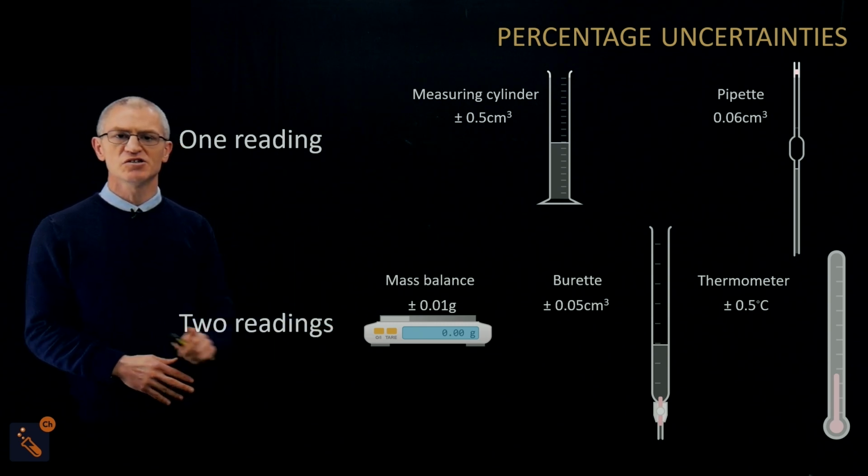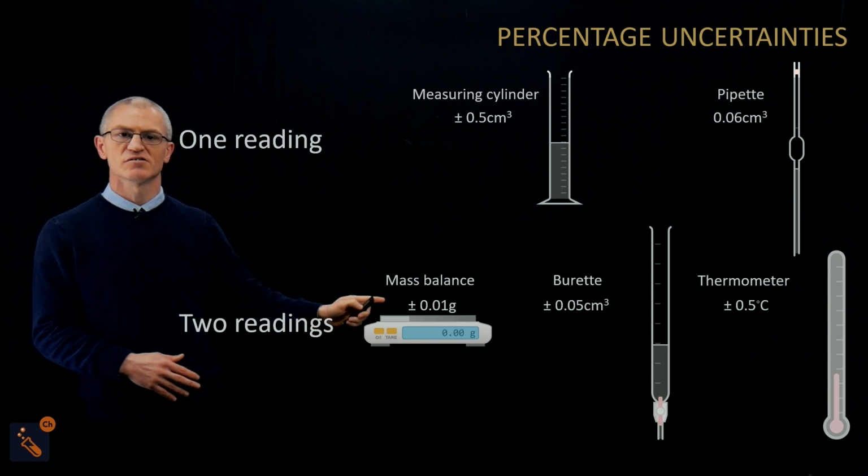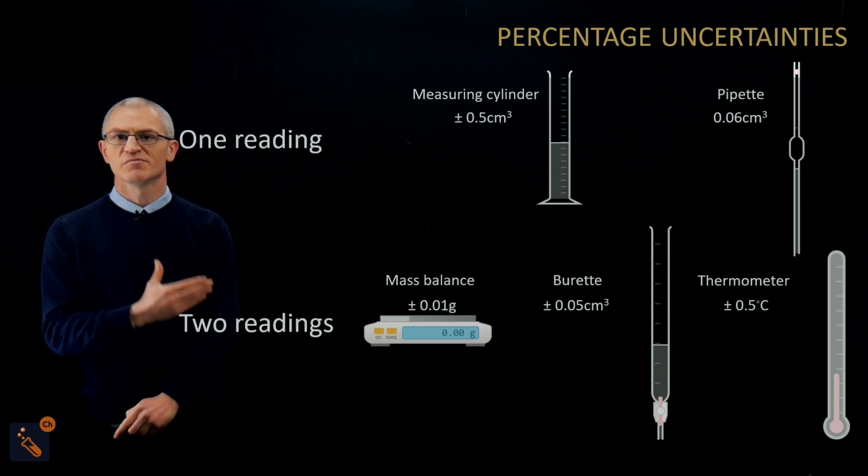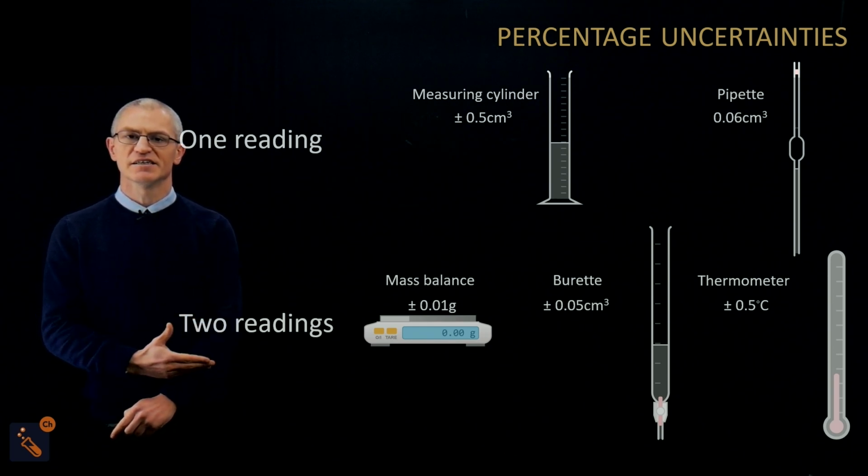We've got all of our ones that are two readings. So two readings on the mass balance, two readings on the burette, two readings on the thermometer. And that is the most common mistake that you make in these questions, is you don't remember that there are 2 readings on these 3 pieces of equipment, so make sure you do.